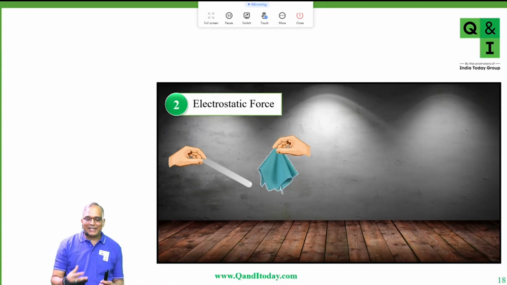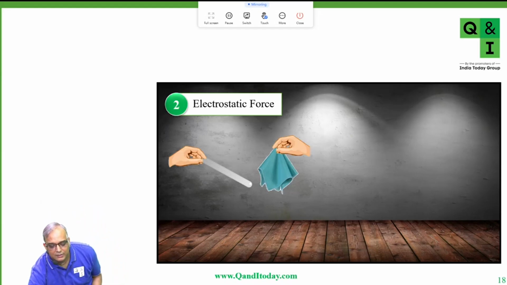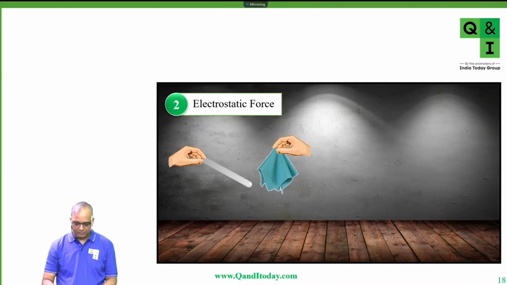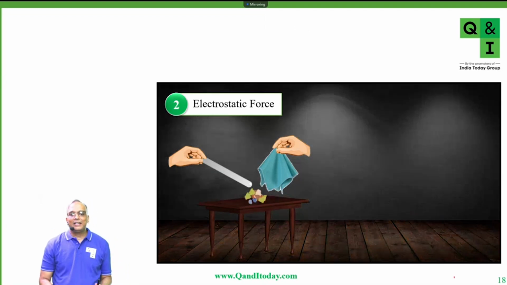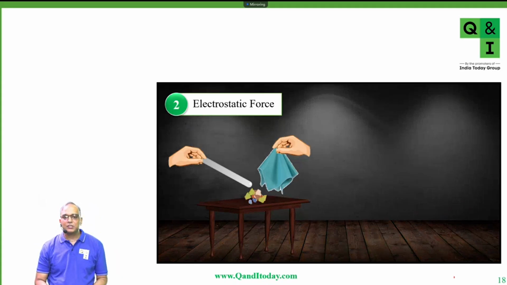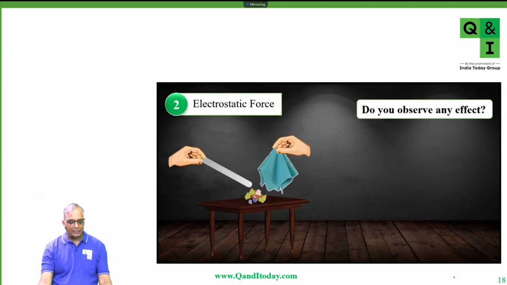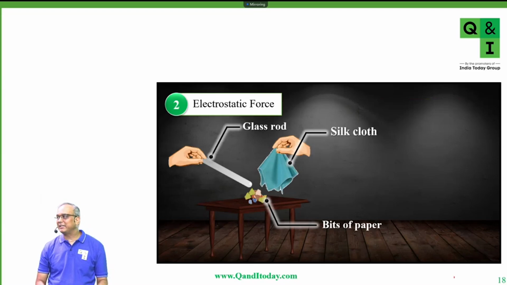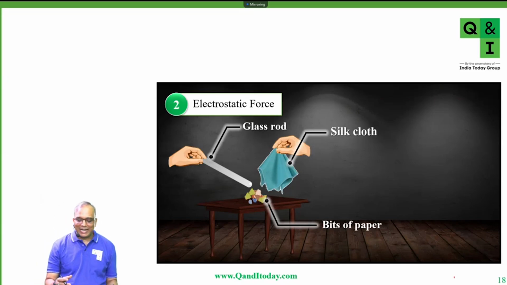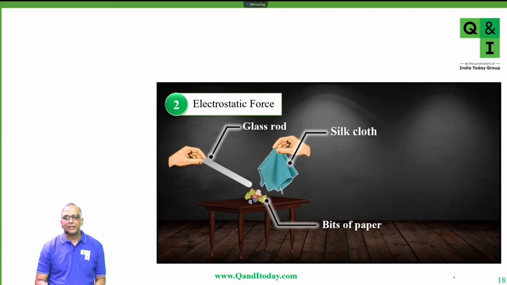Now let's discuss electrostatic force. So another force is electrostatic force. Electrostatic force again is an example of non-contact force. As I said, when we rub a comb, right? Here what you can see is a glass rod, a silk cloth, and bits of paper. When you bring this glass rod or silk cloth near the bits of paper, the bits of paper do not get attracted.